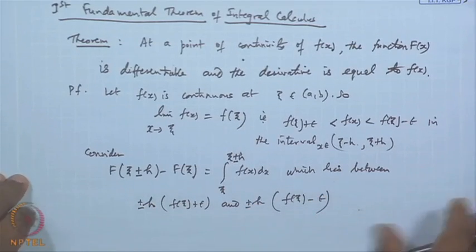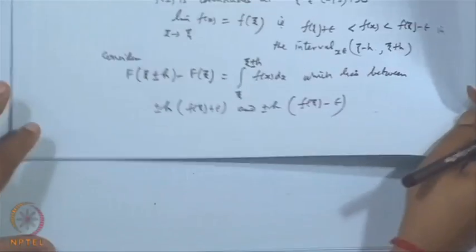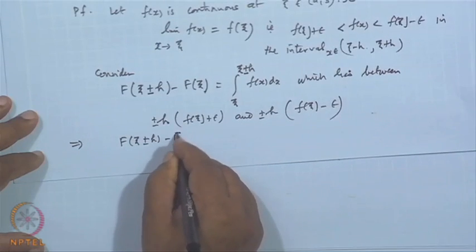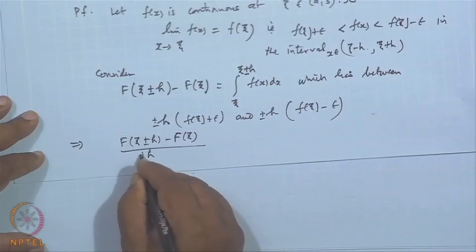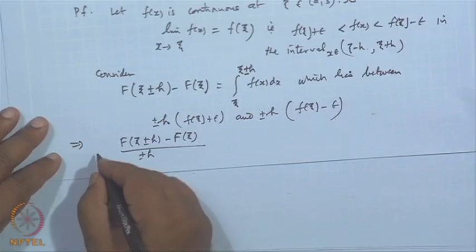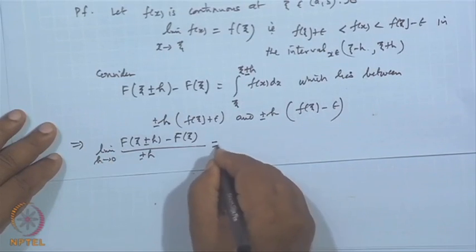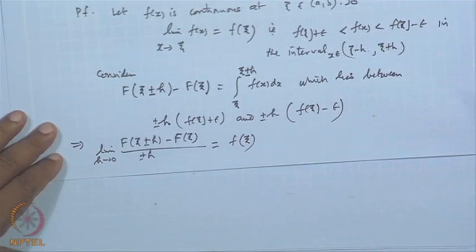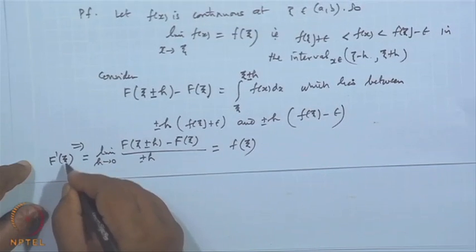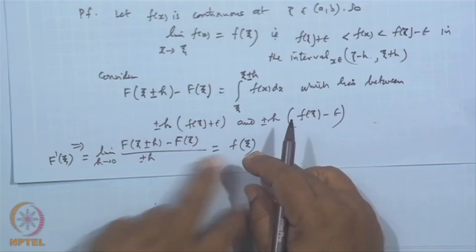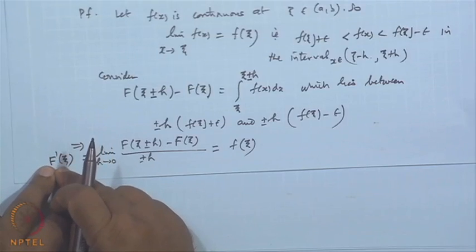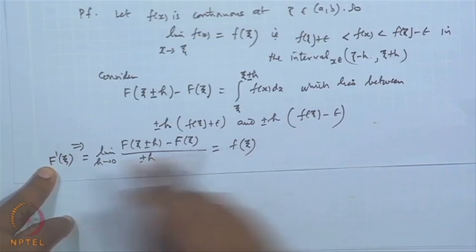Okay. So, divide by this. Therefore, when you take capital F of x I plus minus h minus capital F of x I divided by plus minus h, then it lies between f x I plus epsilon and f x I minus epsilon. So, limit of this when h tends to 0 is nothing but f of x I, and this limit is equal to what? The derivative F prime at the point x I. So, if the function is continuous at this point, then capital F x will be differentiable at that point, and the derivative of capital F at this point coincides with the functional value at the point x I. That is what we have shown.